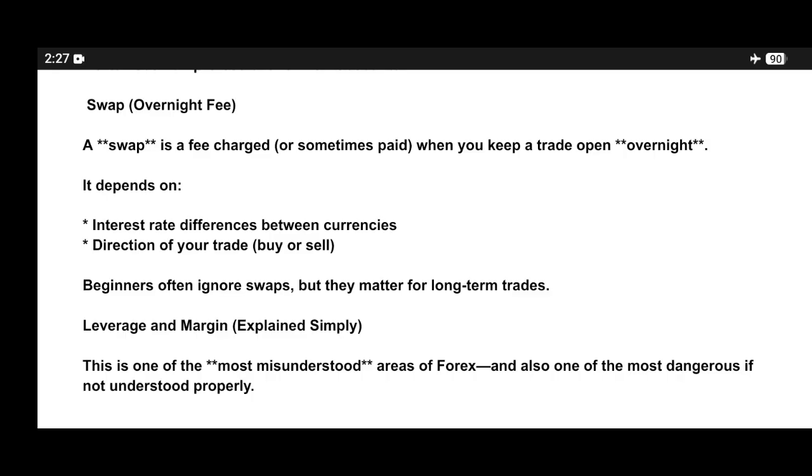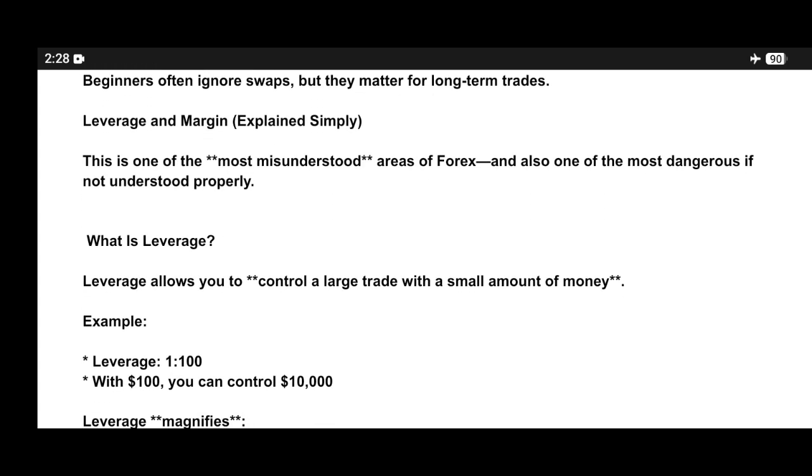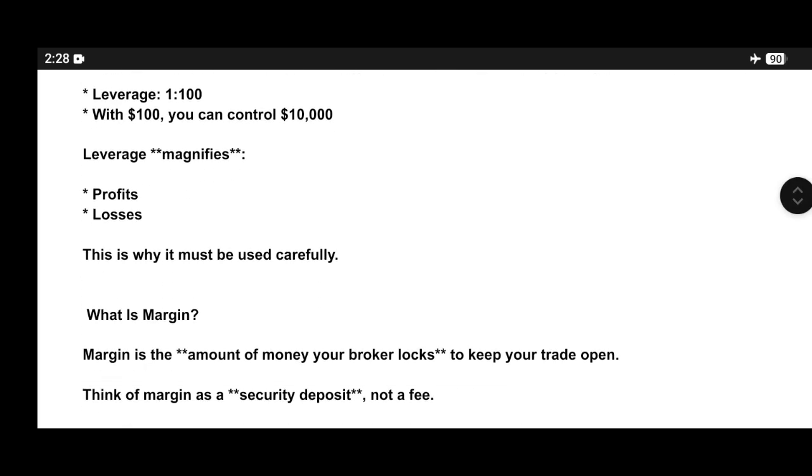Then let's talk about leverage and margin. Let me explain this in simple terms. It is one of the most misunderstood areas of forex, and also one of the most dangerous if not understood properly. What is leverage? Leverage allows you to control a large trade with a small amount of money. Example, 1:100. It means that with $100, you can control $10,000. So leverage magnifies your profits. At the same time, it magnifies your losses. This is why it must be used carefully.